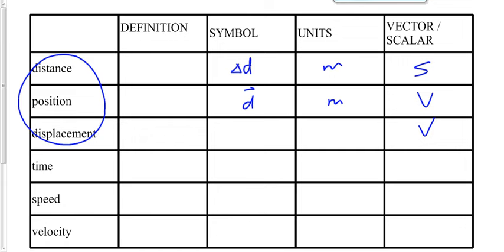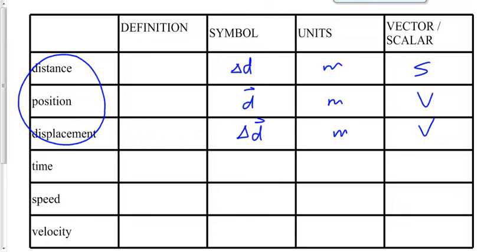Displacement, how did we define that one? That's our last one, right? Jack, what was displacement? It's change in. Yeah, it does. Change in what, though? Change, yeah, close. Yeah, it's change in position. So if it's going to be change in position, it's going to be position with a delta in front of it. And of course, it's going to be meters. It's a vector. If position's a vector, then displacement's going to be a vector as well.